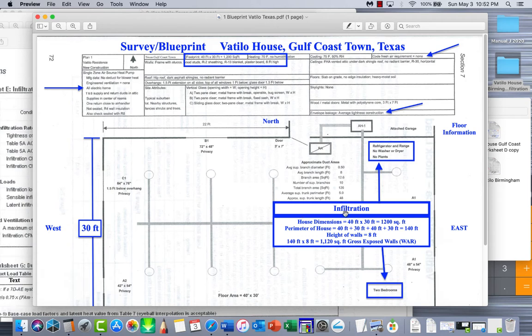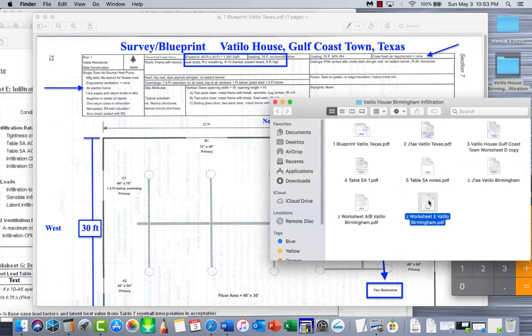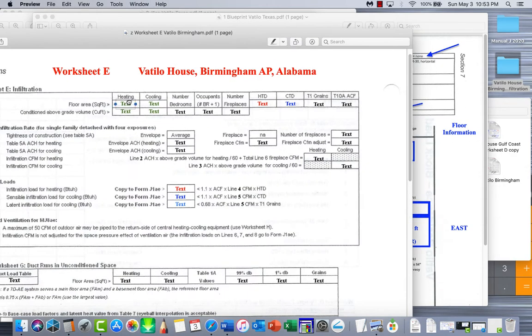So the first thing on the infiltration, like I said, is our house dimensions. It's right up here. So our footprint is 40 by 30. So 40 by 30, and we'll just do the calculator just for everybody. 40 times 30, that means we have 1,200 square foot of home. So we'll go back to our worksheet. And we're cooling and heating 1,200 square feet.